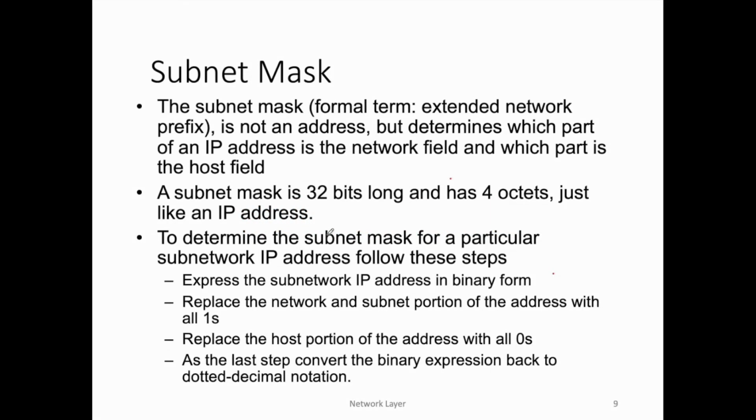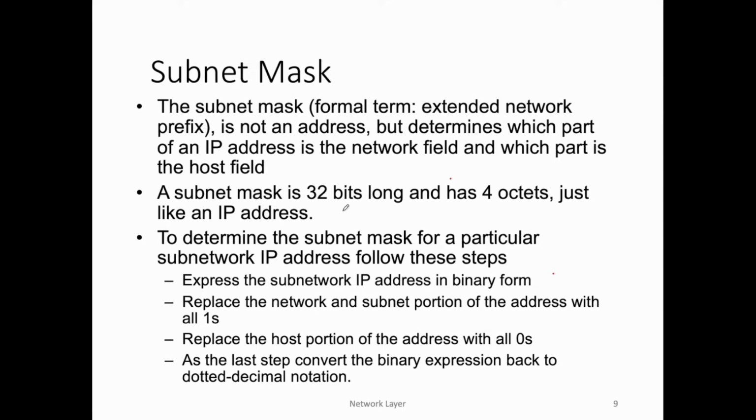When it is applied on a destination IP address, it gives us the network address, right? So it helps us identify the subnetwork IP address so that we can forward it to the relevant, correct subnet, right? So how do we calculate the subnet mask?